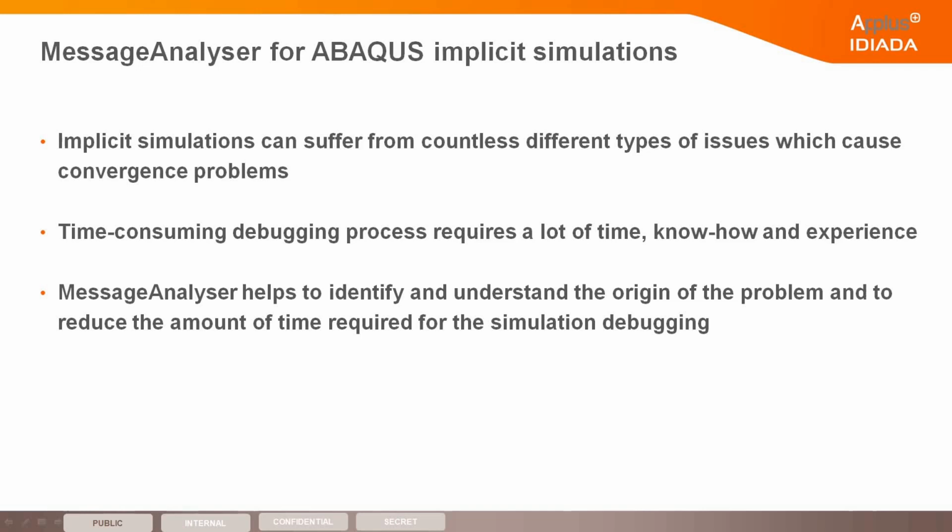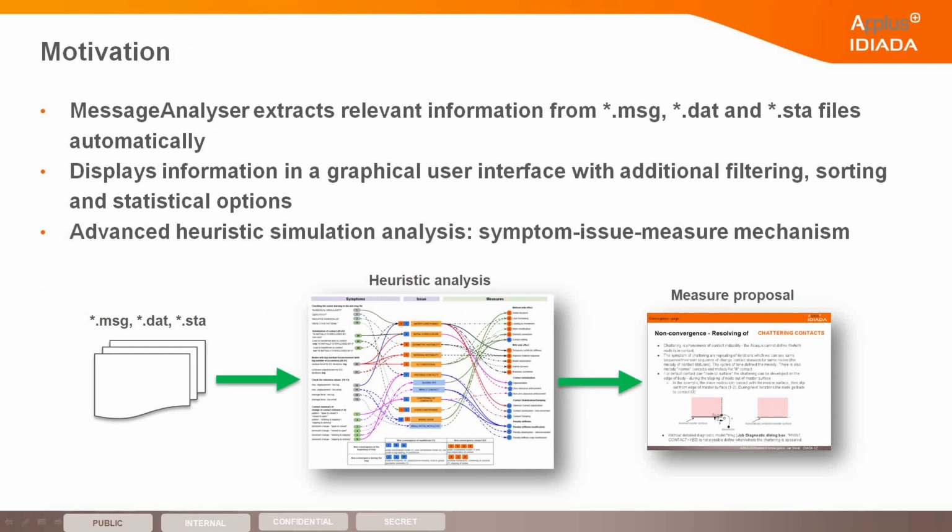That's why we created a tool called Message Analyzer, which is supposed to help us to identify, understand, and fix the reason of either bad or no convergence of the simulation. The ordinary way of debugging a simulation with convergence issues requires manual checking of message, DAT and STA files. These files contain a lot of information, but just some of it may be related to the main issue, and that's why Message Analyzer is so useful.